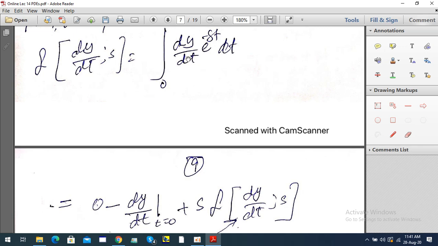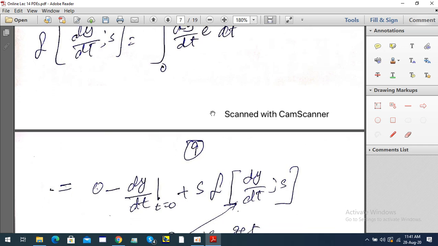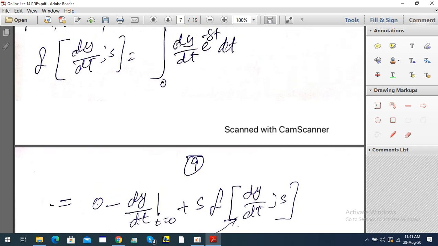So the integral of this, we have e power minus st. I have already put here 0, but there should be this step. E power minus st, and the integral of this is y(t).